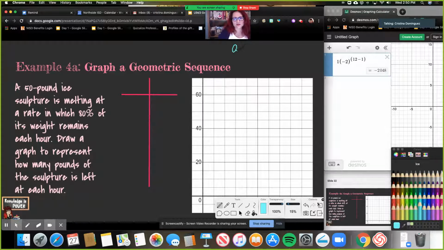So here we go. I'm going to just do the basic one. A_n is equal to the first term, A_1, times r to the power of n minus 1. So help me out, Tiva. Any ideas what I can put in?